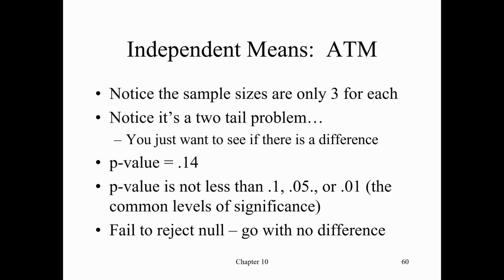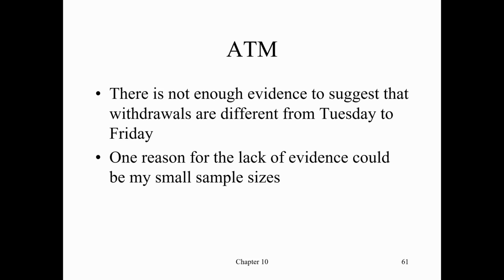So I fail to reject the null, and I go with the fact that there is no difference between the amount withdrawn on Tuesday and the amount withdrawn on Friday. Not enough evidence to suggest that withdrawals are different from Tuesday and Friday. One reason could be those small sample sizes. A sample size of only 3 is not going to tend to lead to a significant difference unless it's a huge difference.